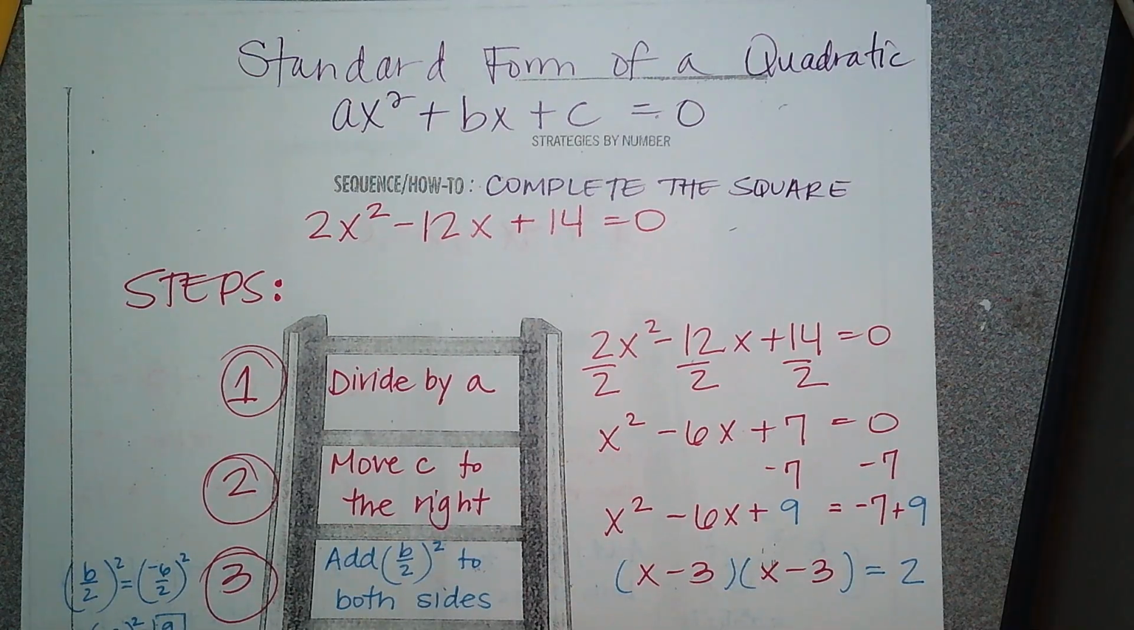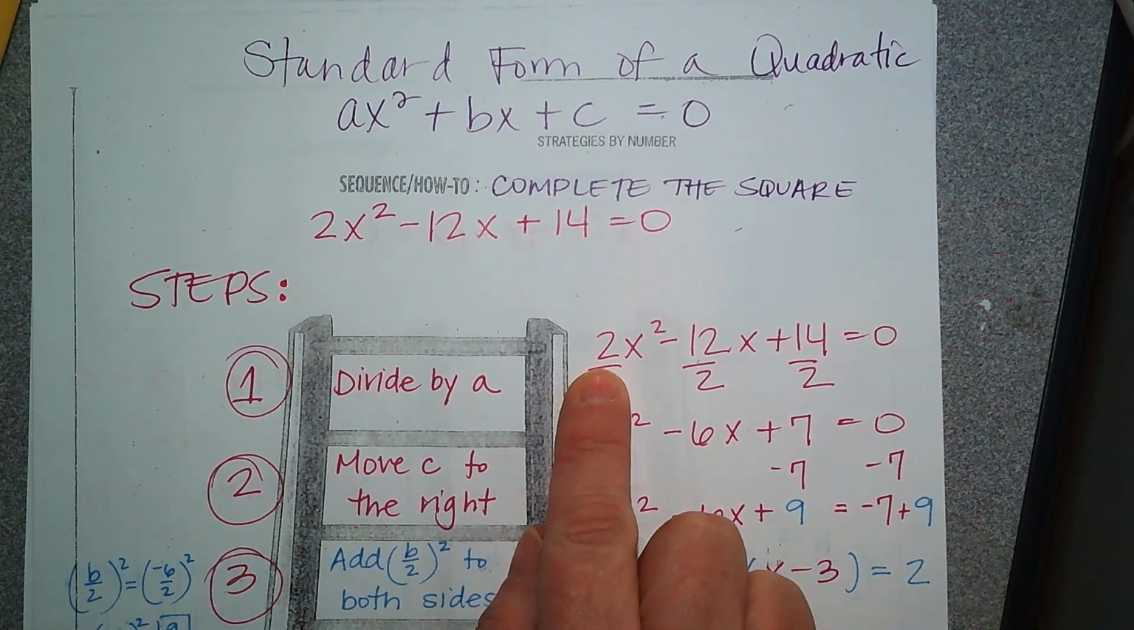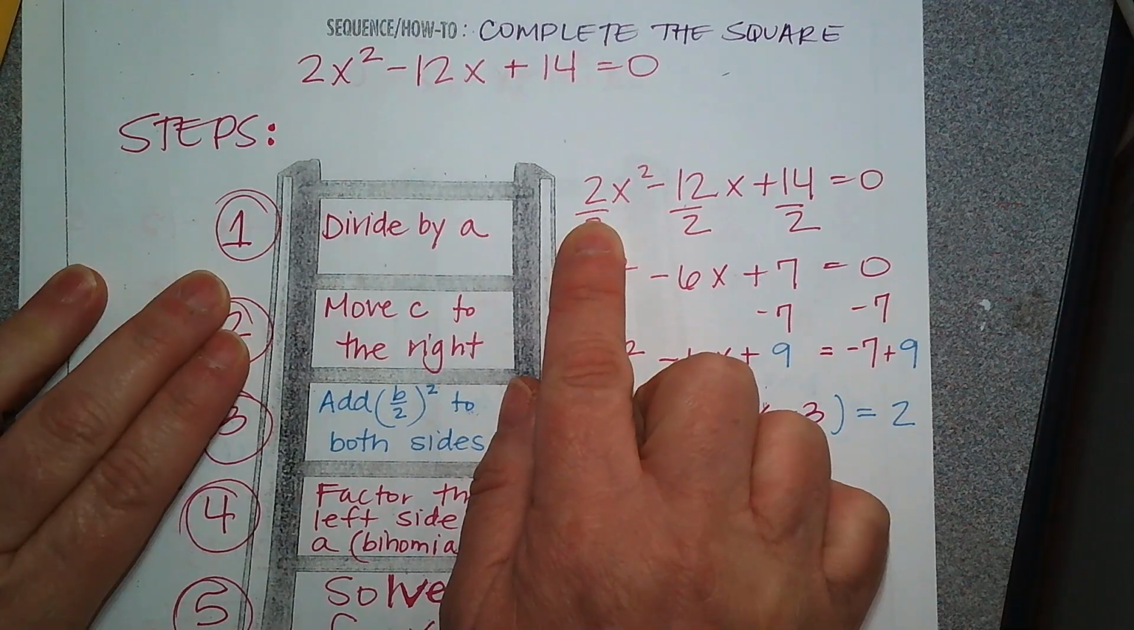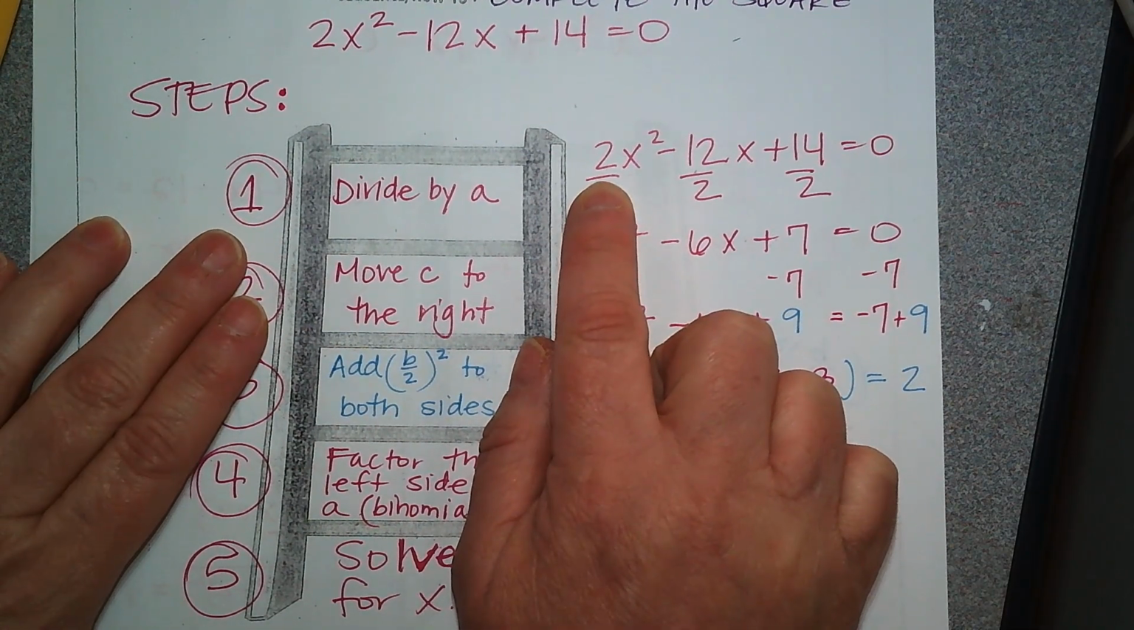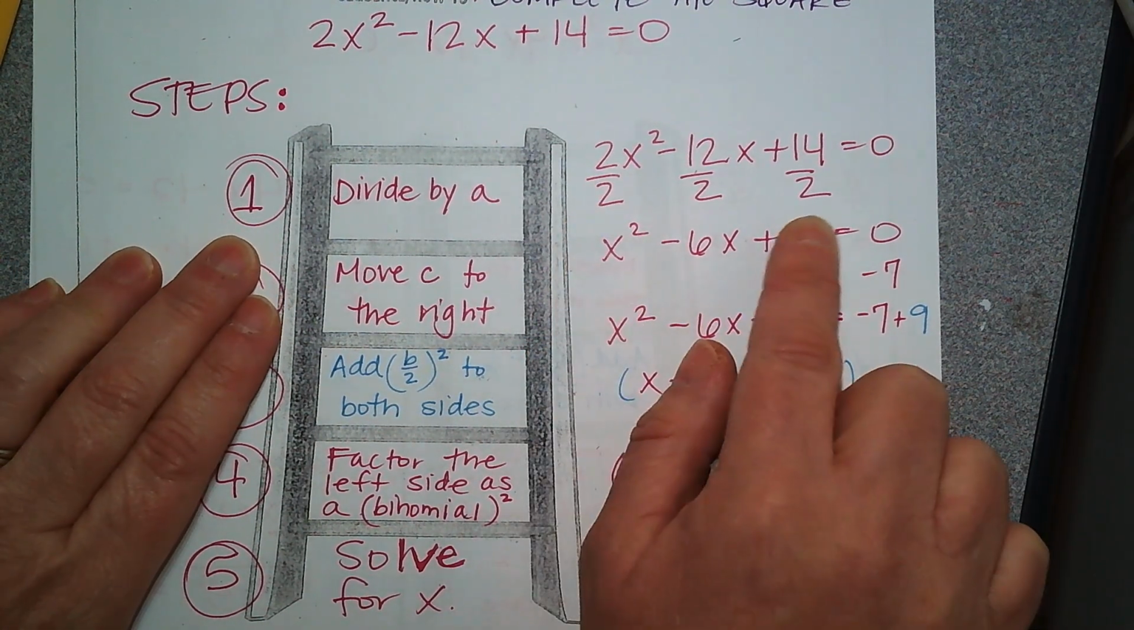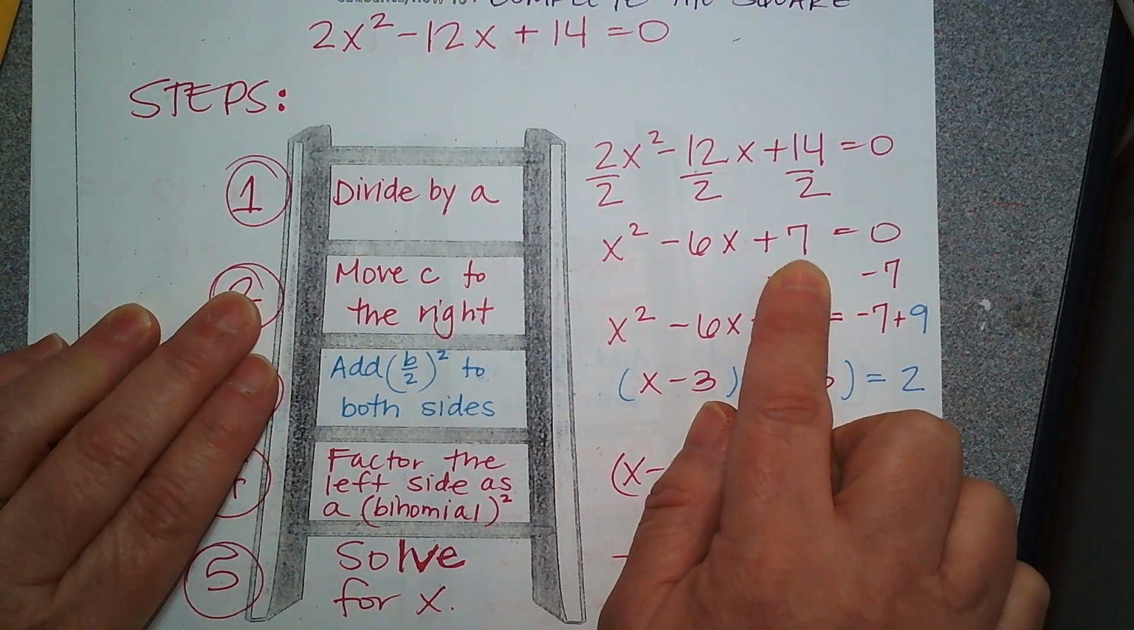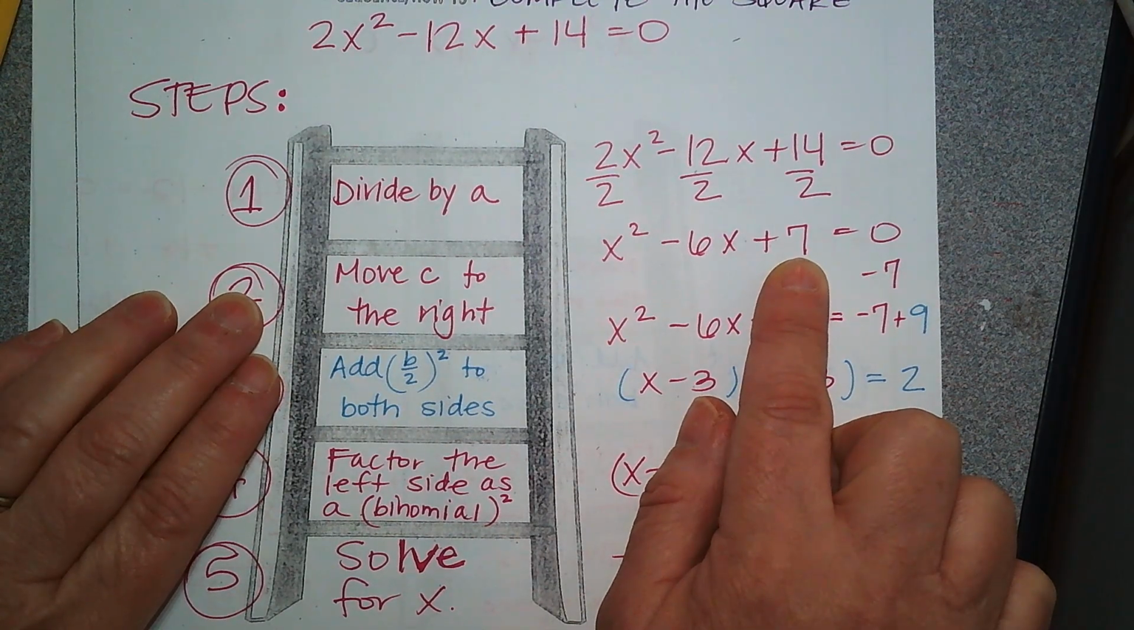I gave you a sheet with all the steps on it. So let me just go through this one really quickly. The first step is to divide by A. If A is greater than 1, you divide everything by that number, whatever that number is. So for this one, I divided everything by 2. And this is what I got. X squared minus 6x plus 7.